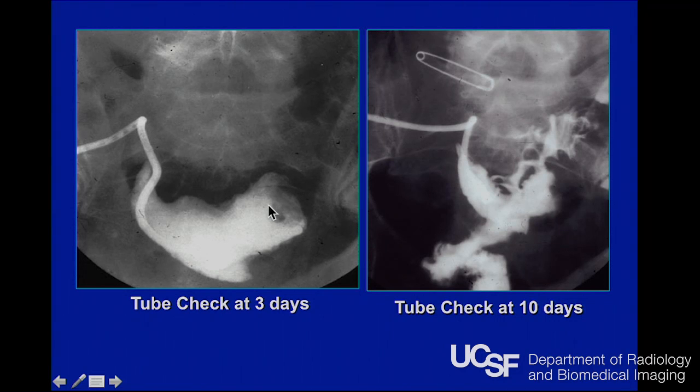3 days out, you just see a huge cavity, no communication. It doesn't mean that the communication is not there, you're just not injecting hard enough to actually opacify it. But then 10 days later, the cavity has collapsed, and when you're injecting it, you're seeing wide communication with the colon. So this is clearly a bowel fistula, and there is actually still a question whether or not this fistula is going to heal with tube drainage alone.